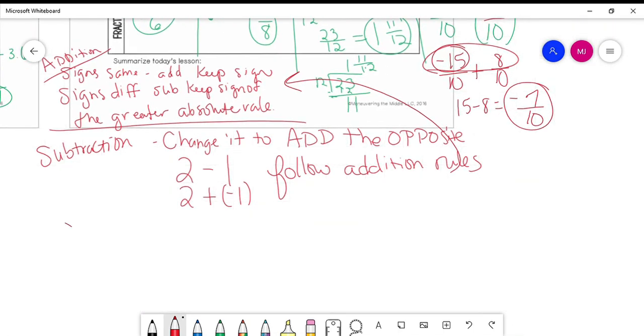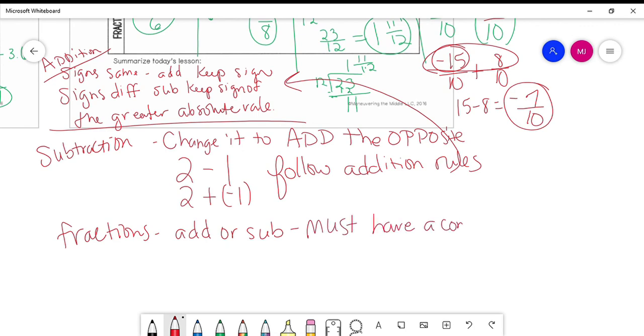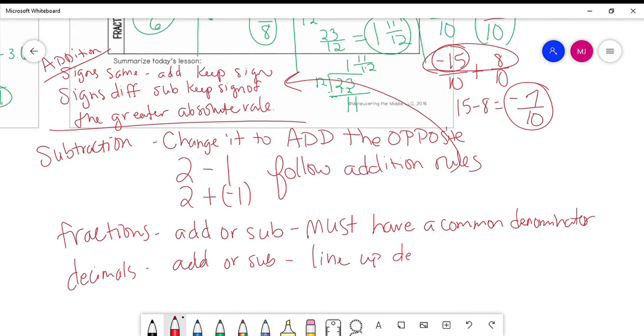Now, as far as fractions go, when adding or subtracting, you must have a common denominator. And then with decimals, when you're adding or subtracting, you've got to line up your decimal places.